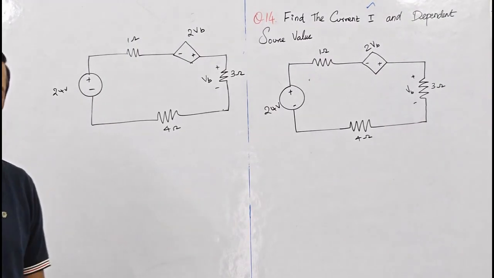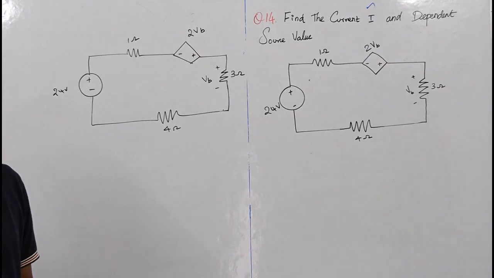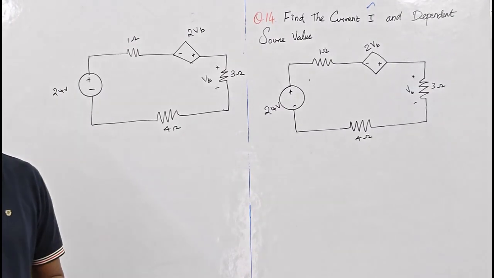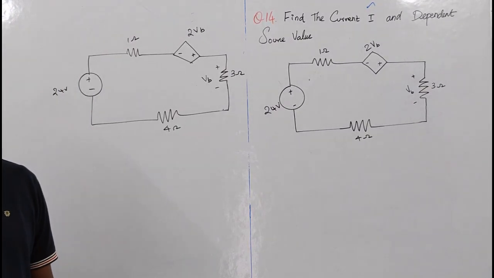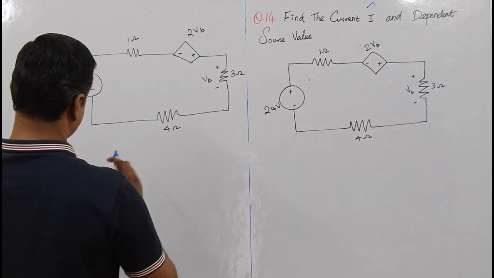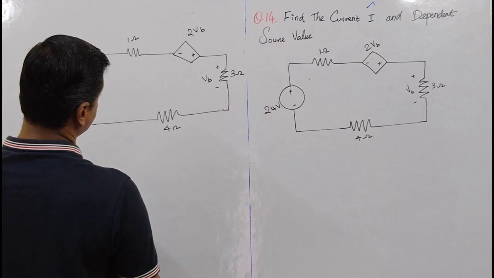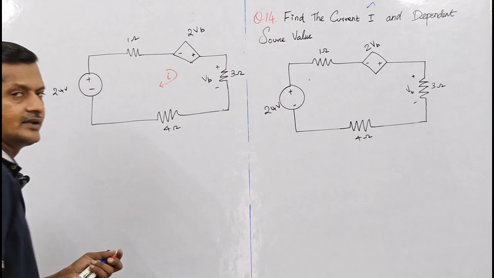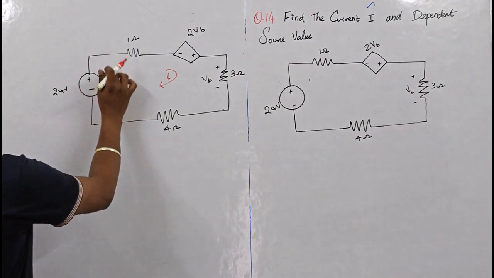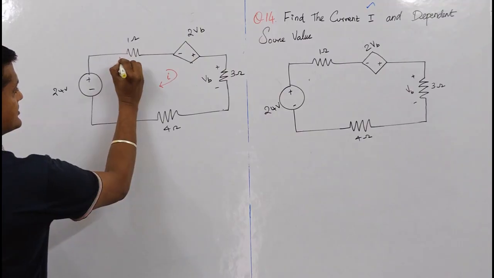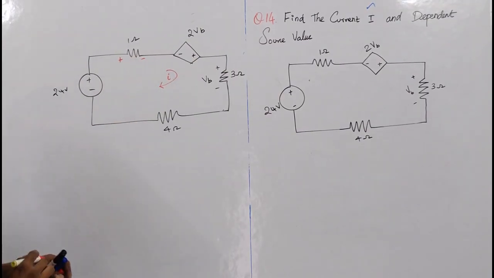So now we are assuming this is the current direction. When the current direction is not given in the problem, we are mostly assuming the current in a clockwise direction, by default. So we are assuming the current I is flowing in a clockwise direction, right? So plus and minus: current entering the terminal is plus, current leaving is minus, for an element, right?